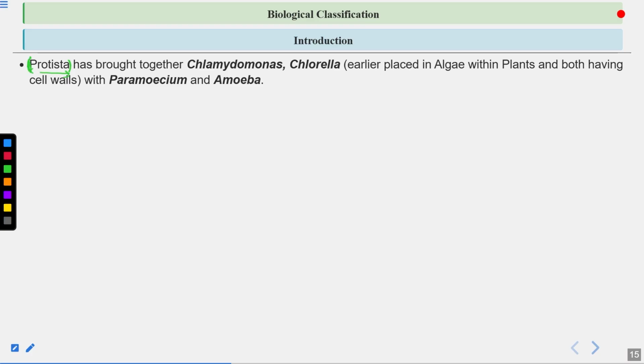Just a little bit about Kingdom Protista here. In Kingdom Protista, Chlamydomonas and Chlorella, which are unicellular eukaryotes, were earlier placed in algae within the plants. Now they are placed with Paramecium and amoeba, which are also under Kingdom Protista. Chlamydomonas and Chlorella are also studied under the algae. You can see they are placed along with Paramecium and amoeba in Kingdom Protista now.